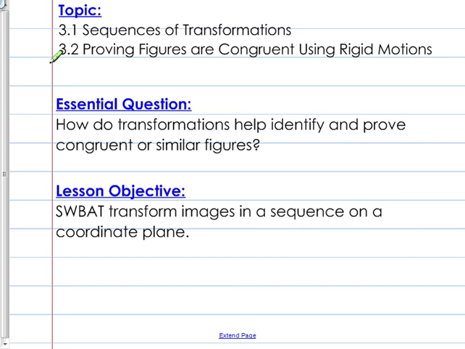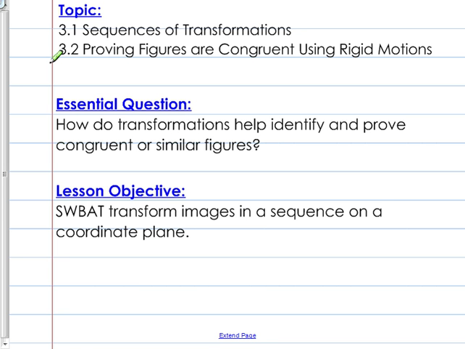Welcome back, Geometry Scholars. Today's lesson is 3.1, Sequences of Transformations, and 3.2, Proving Figures are Congruent Using Rigid Motions. Today's essential question is, how do transformations help identify and prove congruent or similar figures? So we're going to be looking for ways that we can use these different transformations to prove that two images are indeed the same or similar.